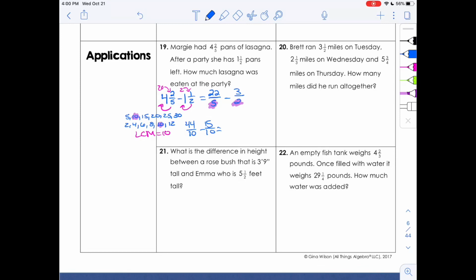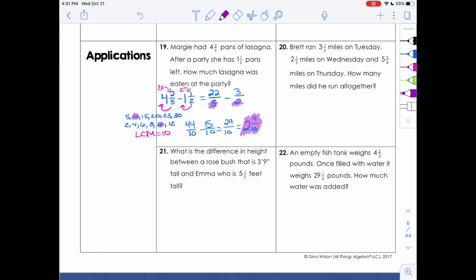Now that I have like bases, I can subtract. 44 minus 15 is 29, and our denominator stays the same. But remember, because this is a word problem, and in the word problem they used mixed numbers, we want our final answer to also be a mixed number. So we can convert 29 over 10 to a mixed number. 10 will go into 29 2 times with 9 left over, and our denominator stays the same. So she will have 2 9/10 left.